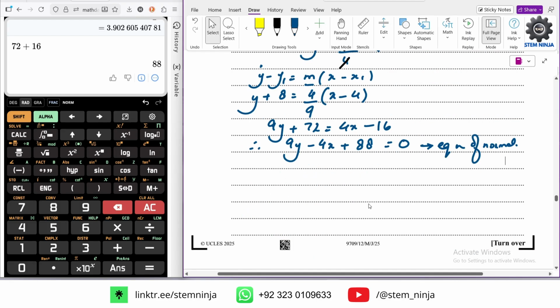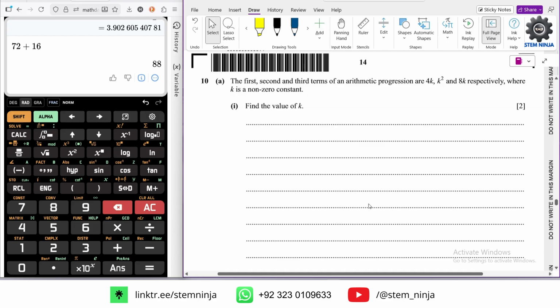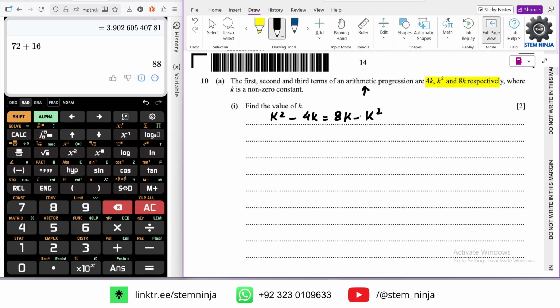Right? Okay, let's move on to the next question. Question number 10. The first, second, and third terms of an arithmetic progression are this. Arithmetic progression means the common difference is the same. So k squared minus 4k is equal to 8k minus k squared. So this would mean 2k squared minus 12k equal to 0.